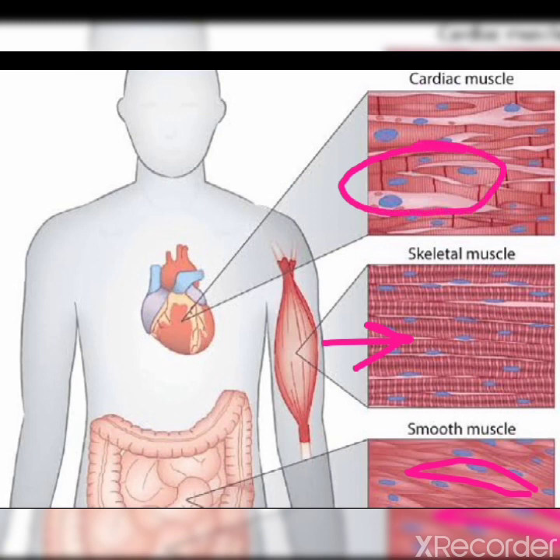In voluntary muscles, dark and light bands are present, which we have already discussed. In involuntary muscles, there are no striations. Clear, children? There are no bands. In cardiac muscles also, dark and light bands are present. You can see the lines here, the dark band and the light band.